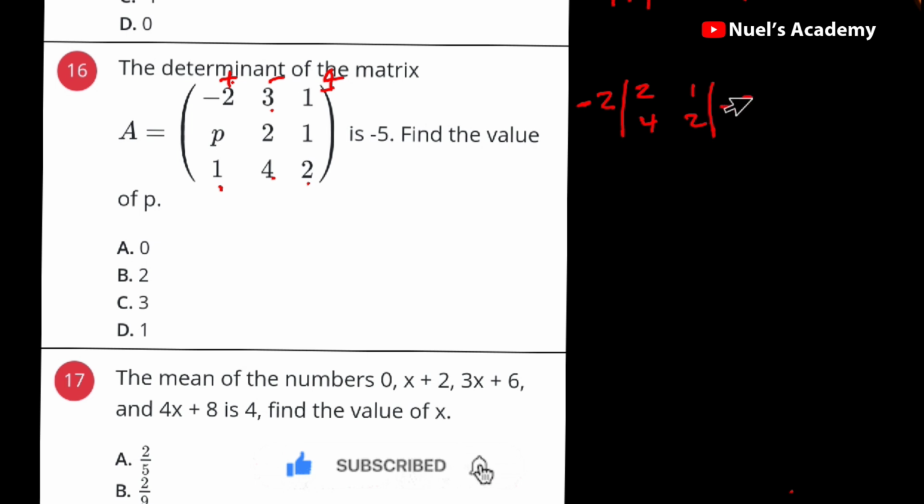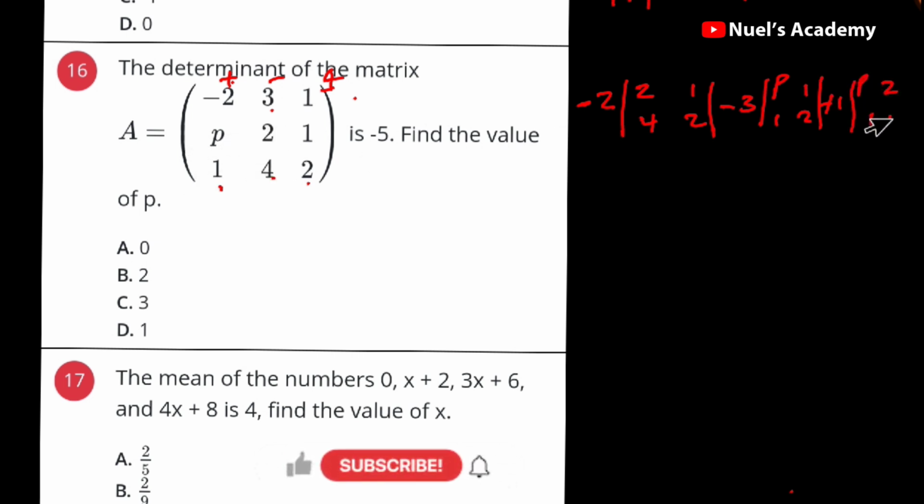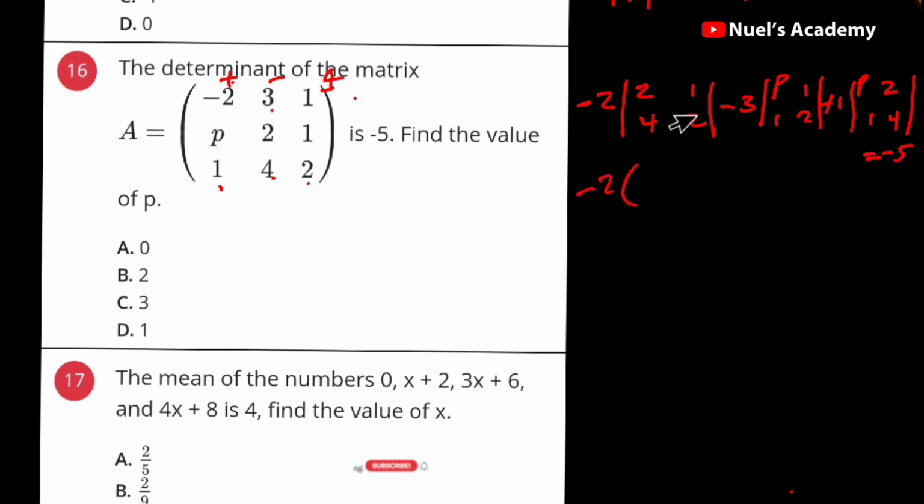Then minus 3. If you eliminate the first row and second column, we'll be left with p, 1, 1, and 2. Then if you eliminate the first row and last column, we have here plus 1. Then we'll be left with p, 2, 1, and 4. Then all of these will be equal to this negative 5. Then let's find the determinant of these 2 by 2 matrices. So you have minus 2 into 2 times 2 is 4.